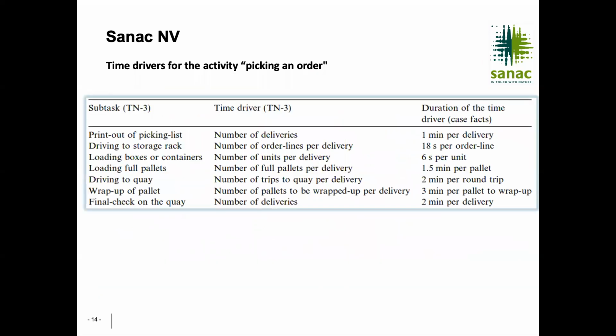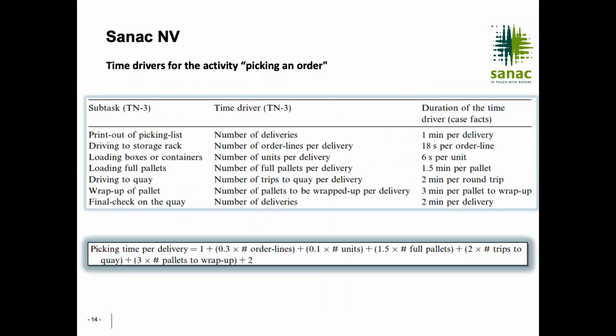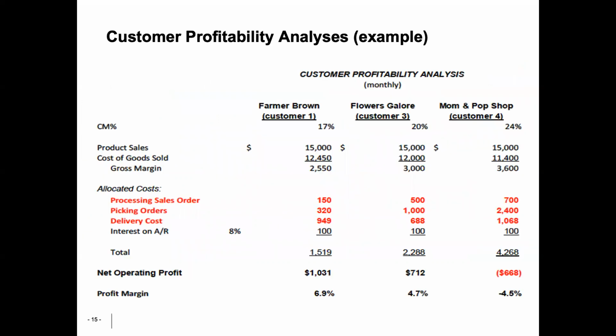We can do that same thing for picking an order and create a time equation for picking time per delivery. So we can create these equations for each of them and calculate, just like we did for delivery cost, the costs associated with processing sales orders and picking orders, and then allocate them to individual customers. And when we start allocating it this way, we'll start seeing that the profit margins are quite different from what we had estimated in the first place.